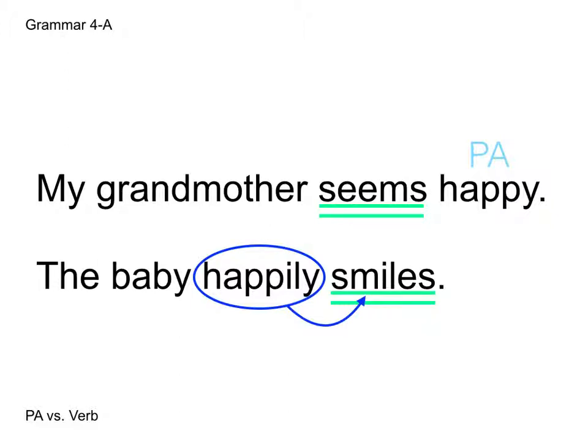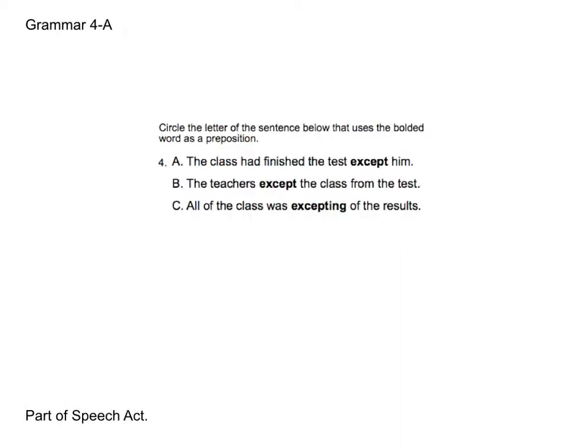So now we're going to go over a couple of other activities that weren't mentioned at the beginning but will be new to Grammar 4. The first one is called a part of speech activity. So let's look at an example from the book. The directions say, circle the letter of the sentence below that uses the bolded word as a preposition.